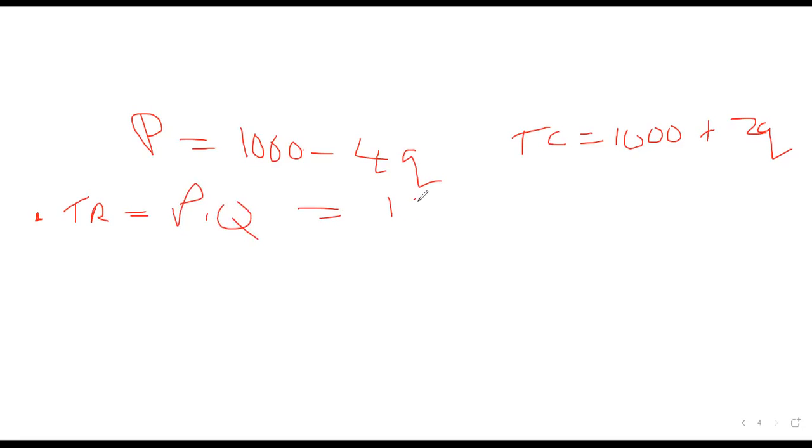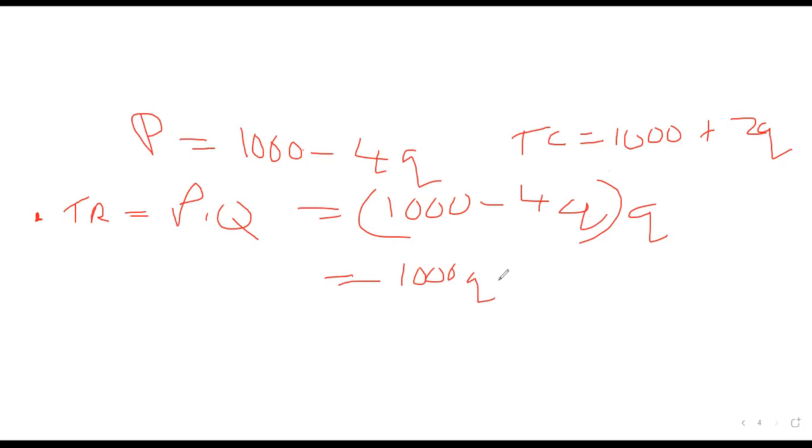So our price is what? 1,000 minus 4Q. When you multiply by Q, what are we getting? 1,000Q minus 4Q squared. Good. This is called our total revenue.